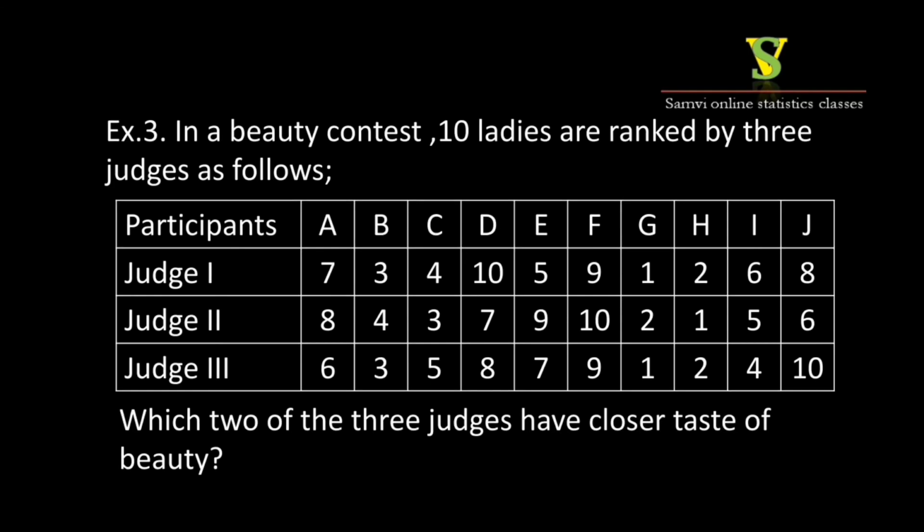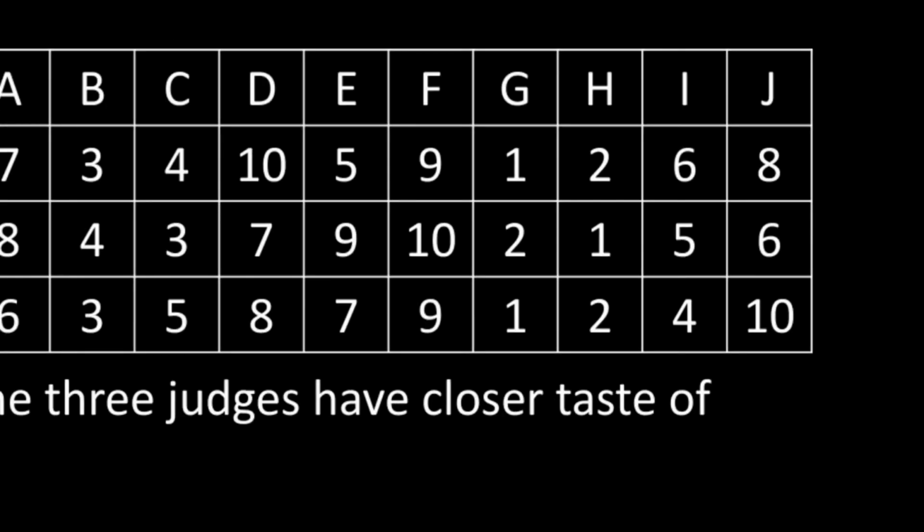Example 3. In a beauty contest, 10 ladies are ranked by 3 judges as follows. Here the table is given. The participants are A, B, C, D, E, F, G, H, I, J, and judge 1, judge 2 and judge 3. They allotted the ranks which will be given here. Next, they ask which 2 of the 3 judges have closer taste of beauty. Let us discuss this one.